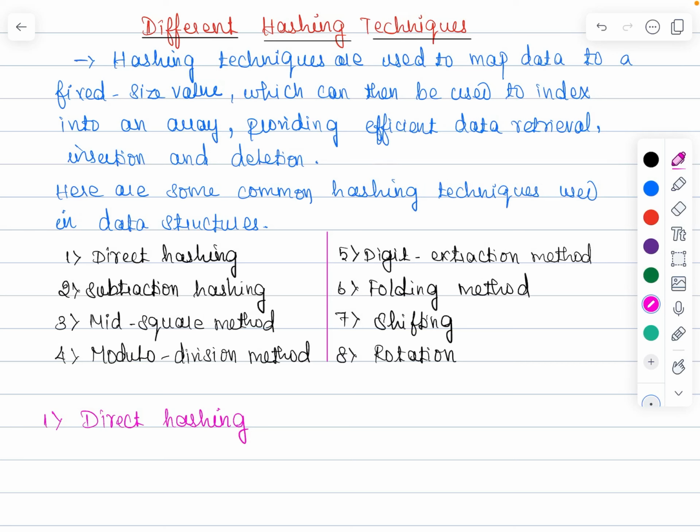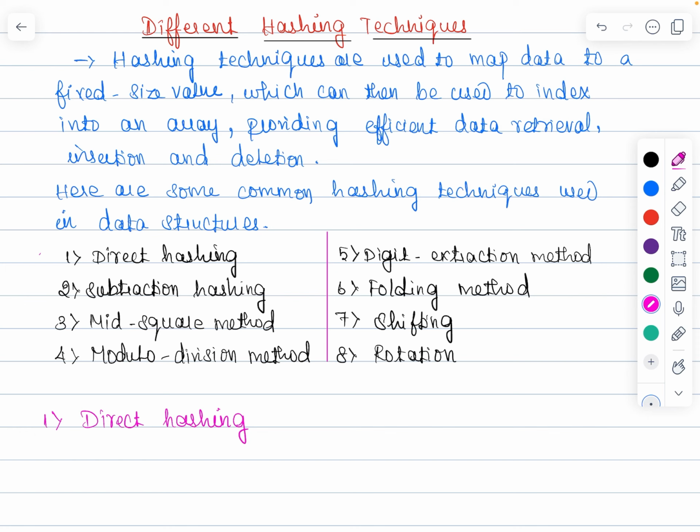Different hashing techniques. Generally in data structures, hashing techniques are used to map a data element or key element to a fixed size value, which can then be used to index the particular data element into an array, which provides efficient data retrieval, searching, insertion and deletion.